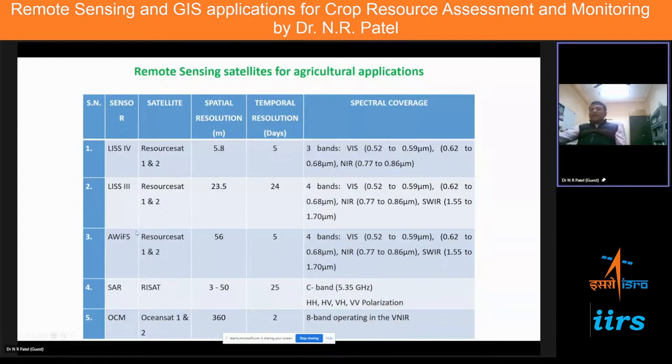Apart from this optical satellite data, there is synthetic aperture radar, SAR. It is an all-weather, independent capability kind of satellite remote sensing, called microwave remote sensing. RISAT has C-band, and it has been widely used for rice crop monitoring. Rice is one of the most staple crops in India, so we have been using this SAR data mainly for operational rice crop monitoring. Then OCM also provides a 360 meter NDVI database, and it is also useful for agricultural drought monitoring.